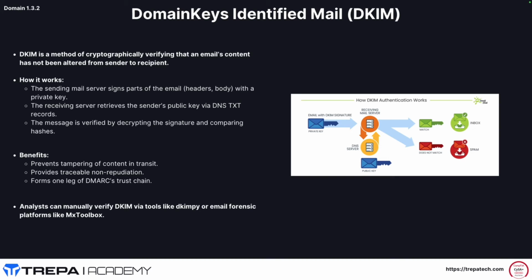And then when we send that email off, the recipient is going to say, okay, I see this is encrypted with someone's private key, which is the sender's. So I'm going to go grab the sender's public key, and if I can decrypt it, sounds good. I'll take another hash to verify nothing was changed in transit. And then we know that it is safe, or at least that it's from the sender. So it prevents tampering of content in transit, provides traceable non-repudiation, and forms one leg of the DMARC trust chain.